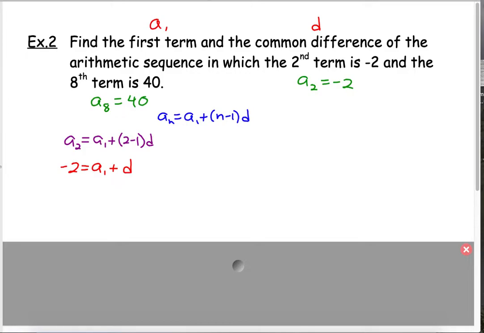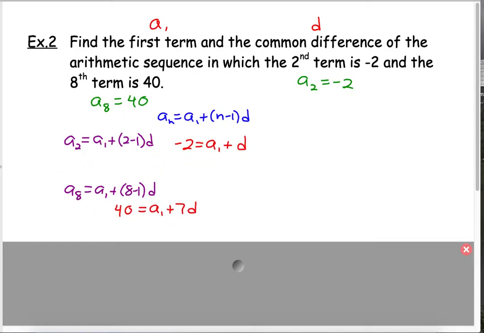Alright, now let's use the a sub 8. A sub 8 is equal to a sub 1, using the formula, plus 8 minus 1 times the common difference. So now if I plug in the values I know, a sub 8 is 40, a sub 1 I don't know, 8 minus 1 is 7, and then the common difference I don't know. So what do we have here?